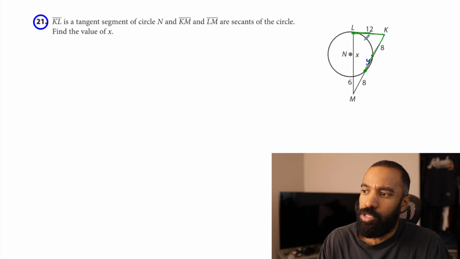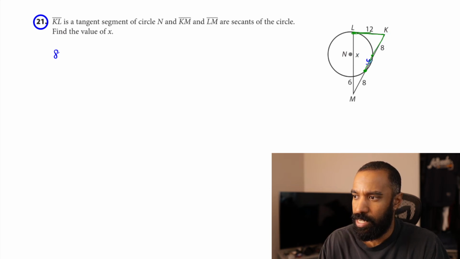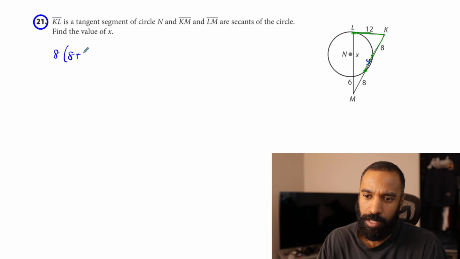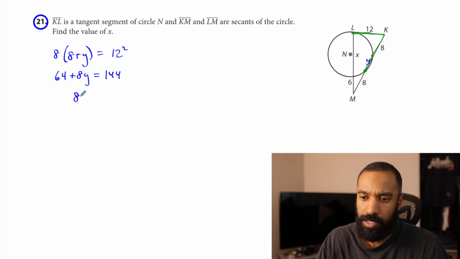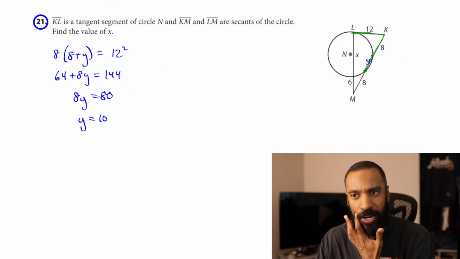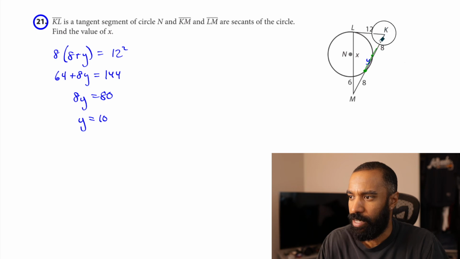That works. So if I do outside times whole, that 8 times 8 plus y equals outside times whole, which is 12 squared over there, then I can use that to solve for y. So 64 plus 8y is 144. There's no quadratic, right? Subtract 64, you get 8y is 80. Divide both sides by 8, you get y equals 10. Okay, so that length right there is 10, and I can now use that to find x.